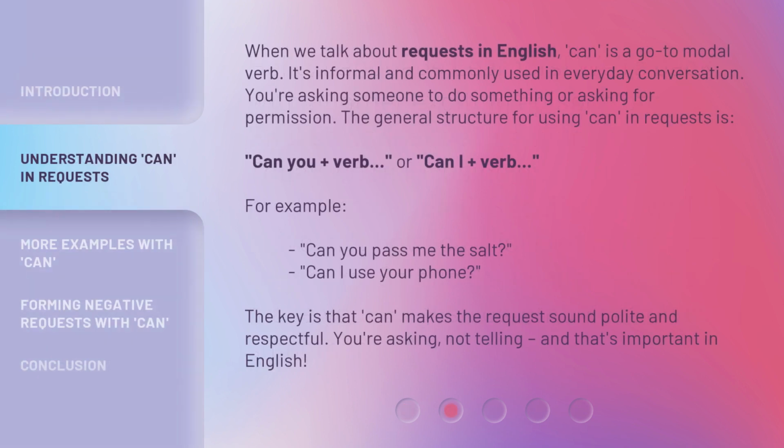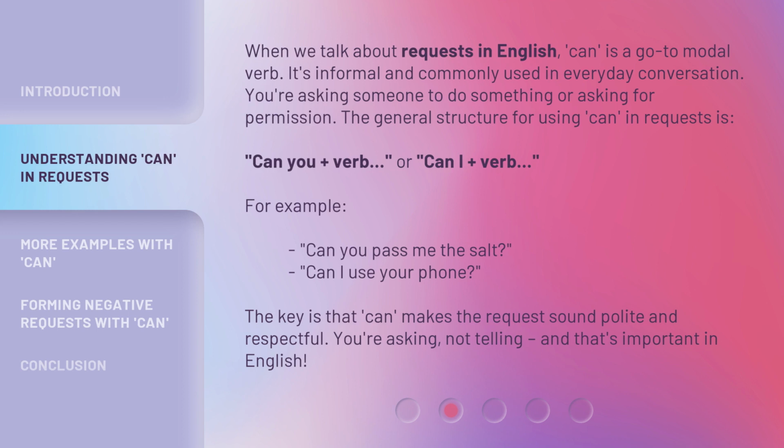When we talk about requests in English, can is a go-to modal verb. It's informal and commonly used in everyday conversation. You're asking someone to do something or asking for permission. The general structure for using can in requests is can you plus verb or can I plus verb.